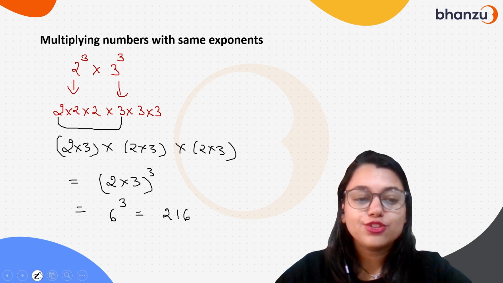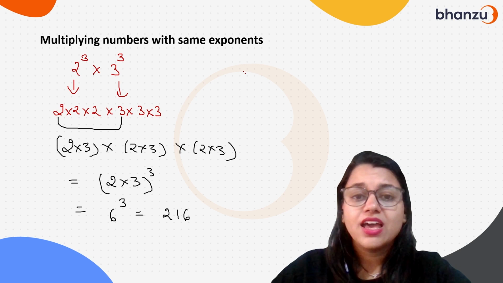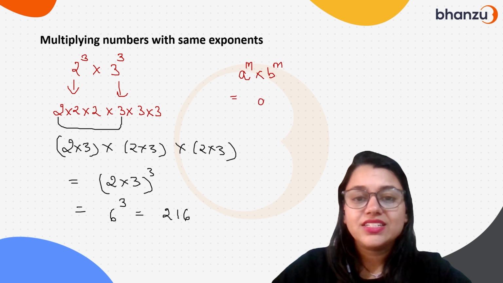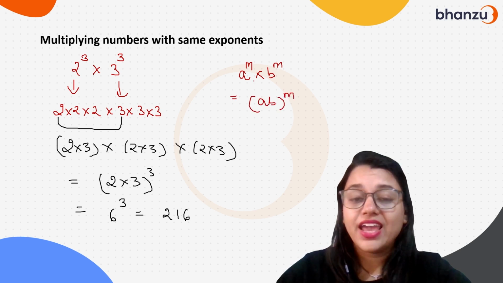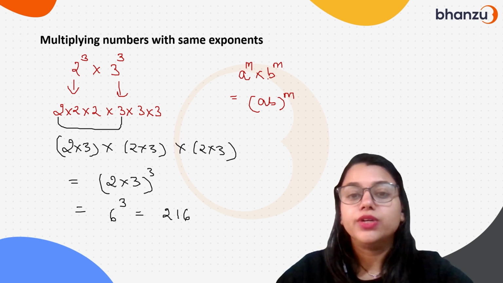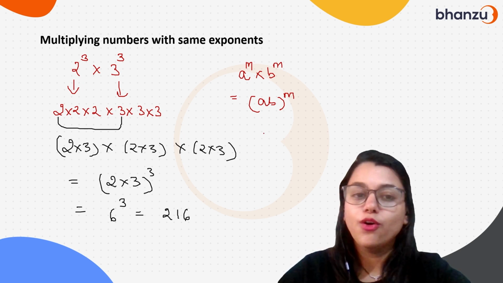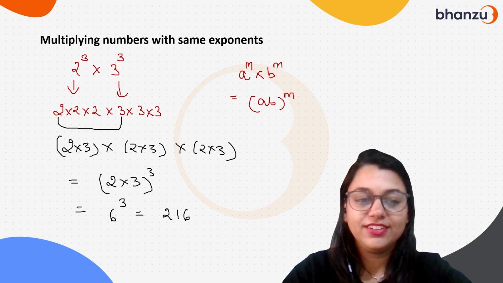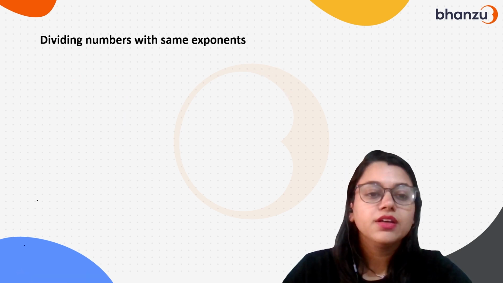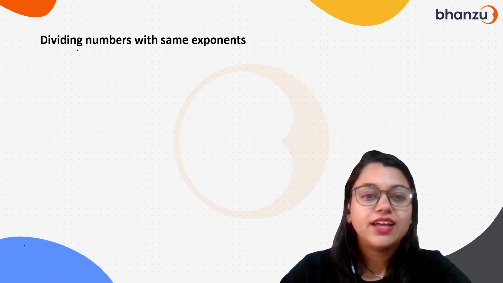Alright. So students, here we can generalize this and write it as a raised to the power m into b raised to the power m can be written as ab whole raised to the power m, where a and b are non-zero integers and m is a whole number. Understood? Wonderful.